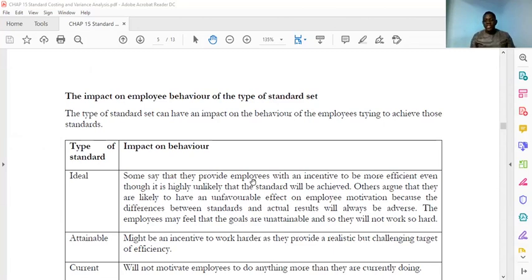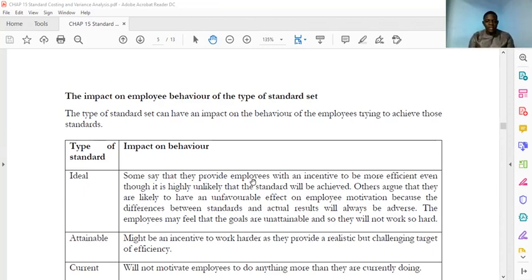Okay, so in as much as it acts as a motivating or incentive tool to employees, again, others argue that it is likely to have an unfavorable effect on employee motivation because the difference between the standard and actual results will always be adverse. And employees may feel that the goals are not attainable, and so they will not work so hard. Okay, good.